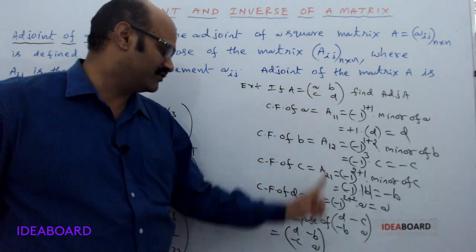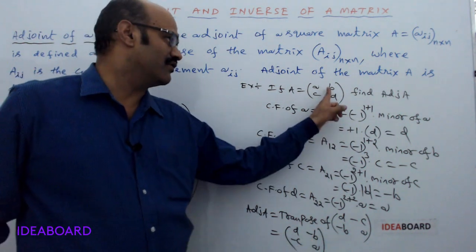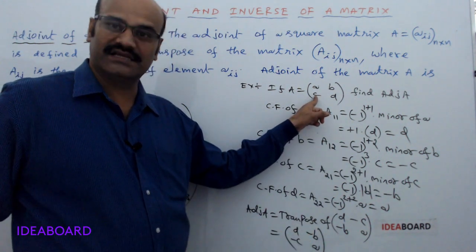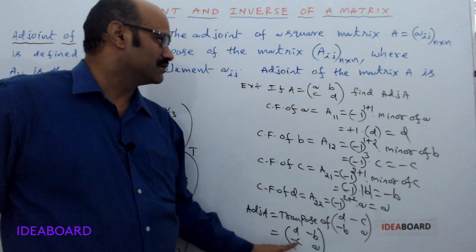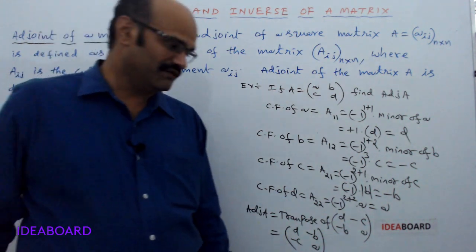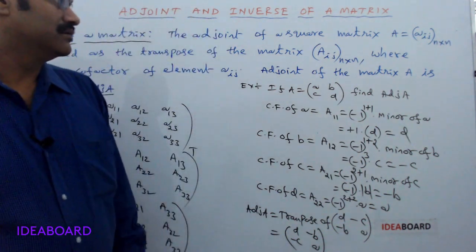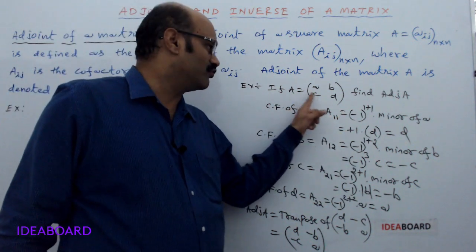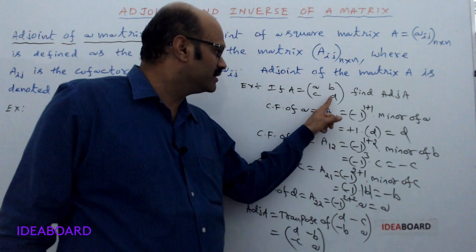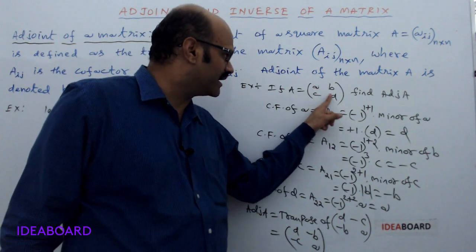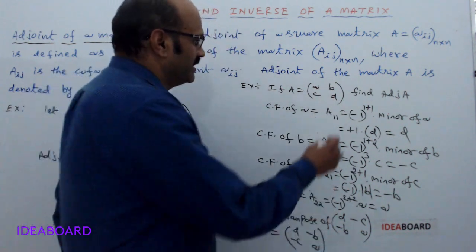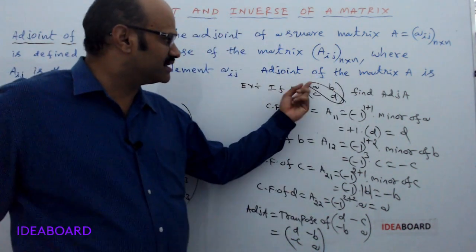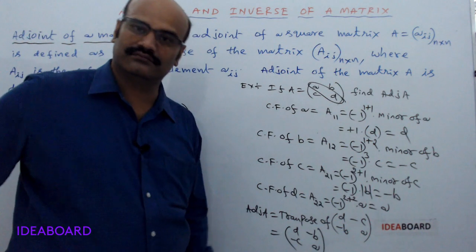When you have plus B, we have to write minus B. If you have minus B, you have to write plus B. And if you have minus C here, you have to write plus C. Therefore, the adjoint of a 2 by 2 matrix is always equal to: interchange the principal diagonal elements, interchange these two, A and D. When you interchange, you get D, A.